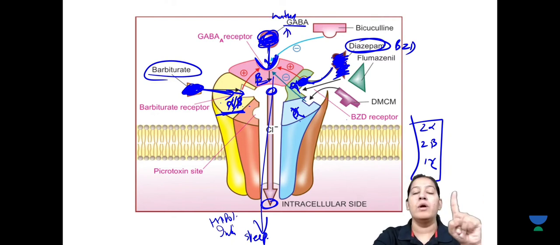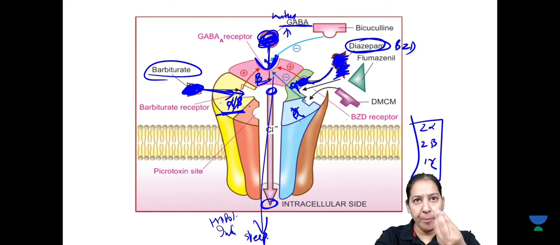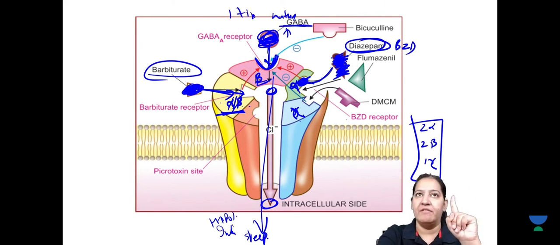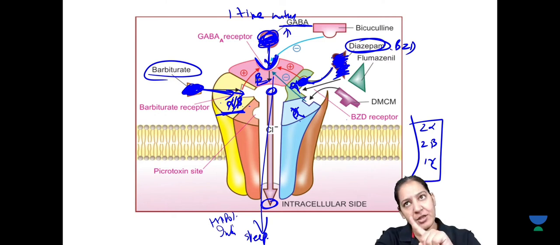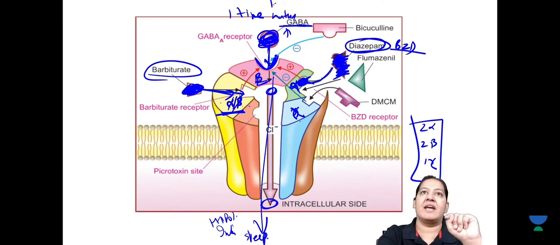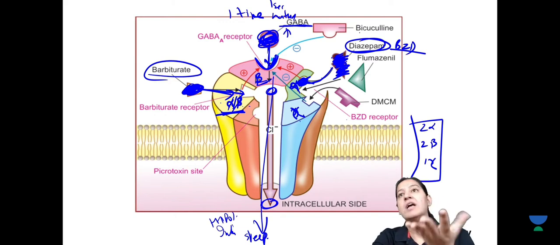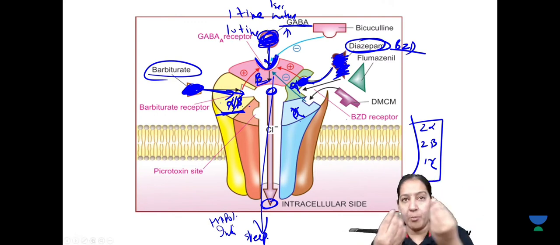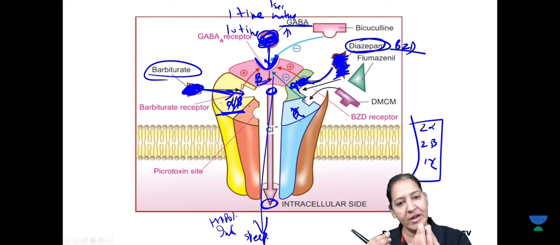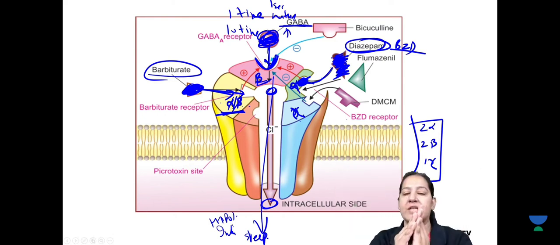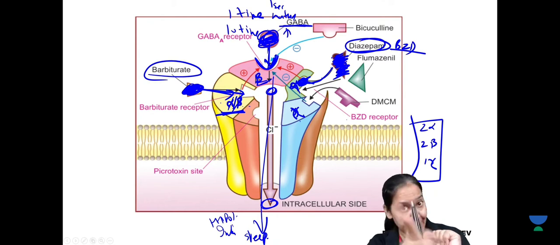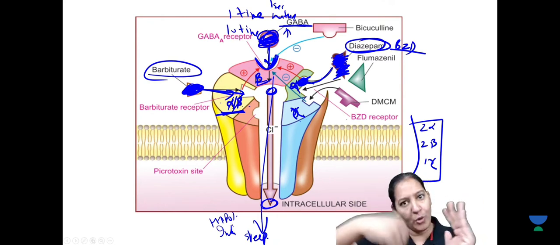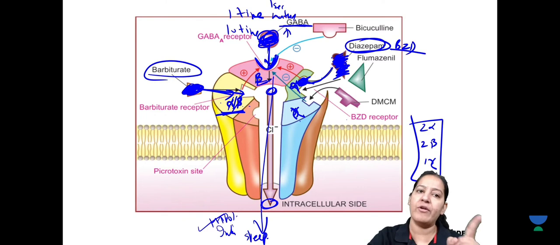So now what will happen? Initially, the natural GABA was opening the chloride channel only one time in 1 second. Now, in the presence of benzodiazepine, in 1 second it is opening 10 times. That is, the frequency of opening is increasing. Only one time it was opening, chloride was coming inside, it was closing. But now in the same 1 second, it is opening 10 times. So more chloride is coming, more hyperpolarization, more inhibition, more sleep.